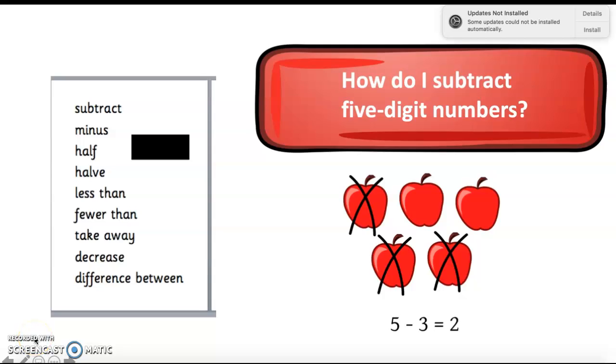In this video lesson, we are going to seek to answer the question, how do I subtract 5-digit numbers? Now over to the left here, we have some words that are usually associated with subtraction, and we see them in word problems when this is the operation that we need to accomplish. So we're just going to read them off. Subtract, minus, have, less than, fewer than, take away, decrease, and difference between.